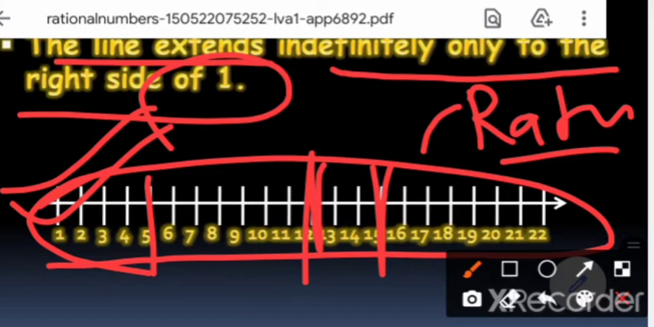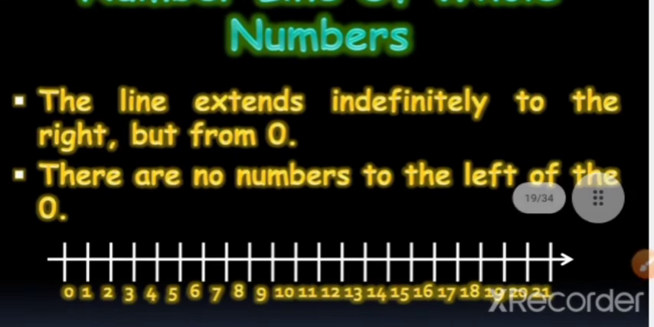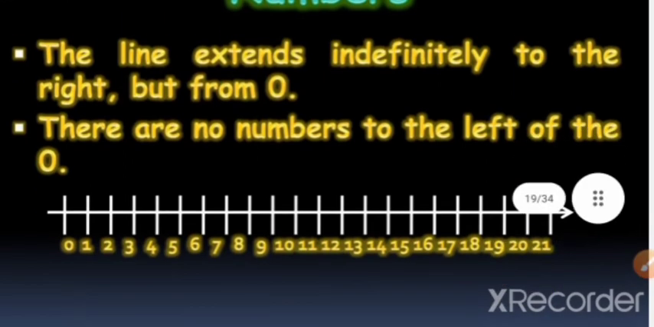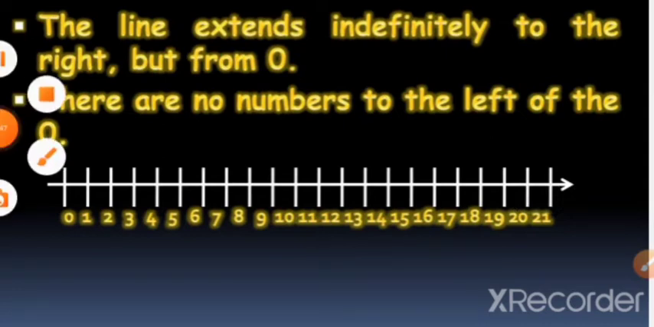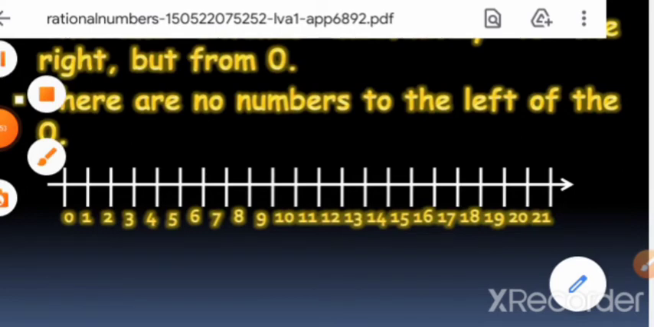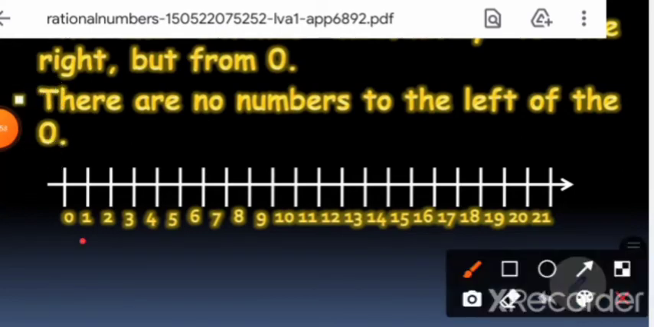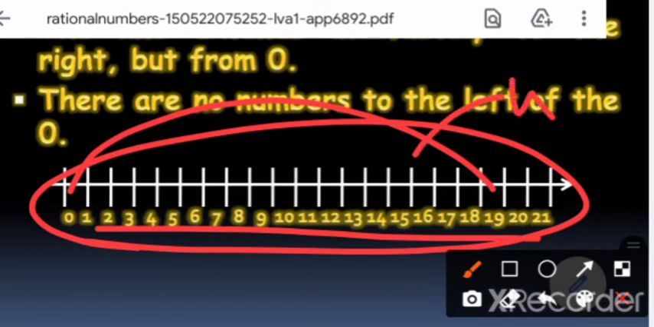The same pattern follows for whole numbers also. The number line extends infinitely to the right, from 0 to infinity, but only on the right side, not to the left side of zero.